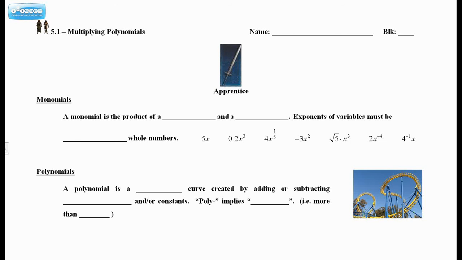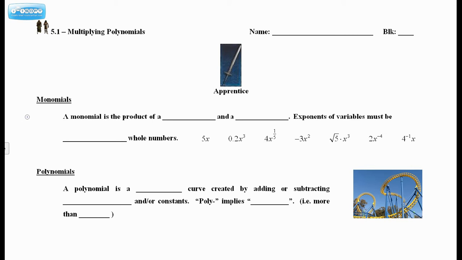Chapter 5, Section 1, Multiplying Polynomials. Right, so Chapter 5 is all about polynomials, and we're going to be working with them and doing all kinds of crazy things with them. And a lot of this stuff will actually be review. So let's get right to it.